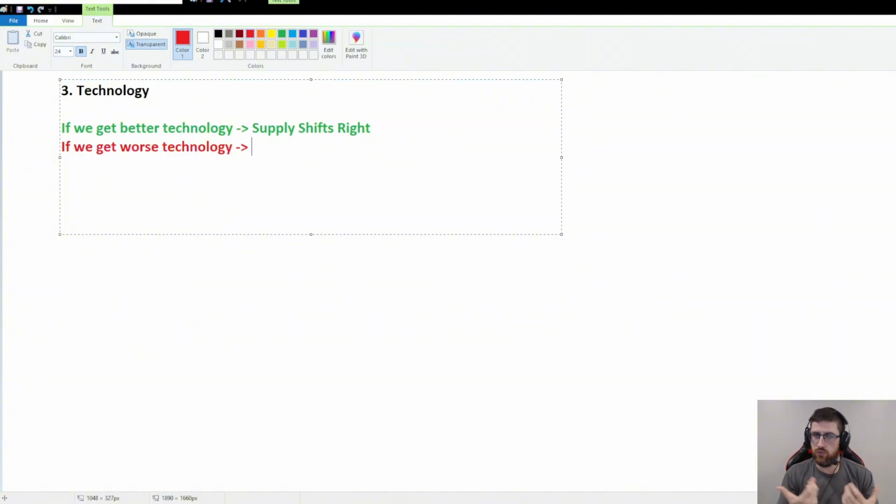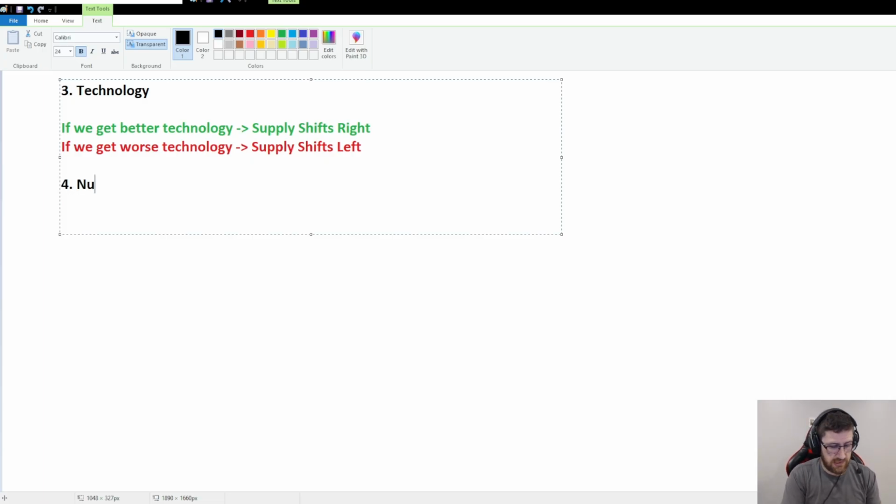This is a case of a worse technology where you implement something assuming it's going to be good or hoping it's going to be good, and it ends up slowing things down drastically. So obviously, if better technology increased our supply, worse technology is going to decrease our supply. So we're going to see supply shifts left. All right. Again, some books and teachers don't even talk about this one, but I think it's common enough that it's worth discussing.